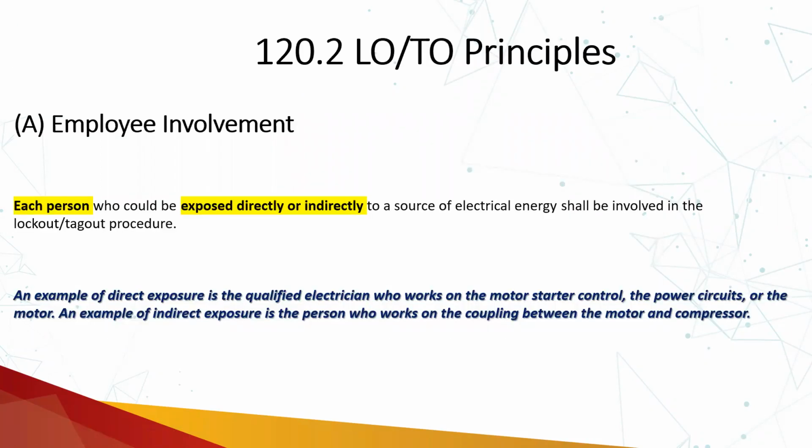120.2, the lockout and tagout principles, talks about employee involvement. Each person, and here it's not mentioning qualified person, each person who could be exposed directly or indirectly to a source of electrical energy shall be involved in the lockout and tagout procedure. An example of a direct exposure is a qualified electrician who works on the motor starter control, the power circuits or the motor. An example of indirect exposure is a person who works on the coupling between the motor and the compressor.